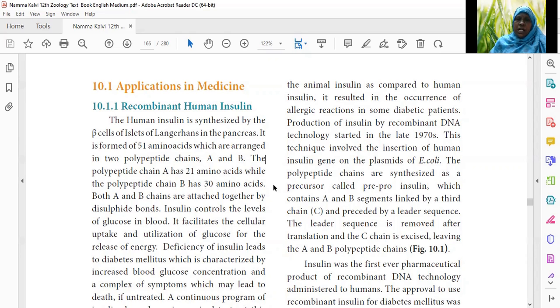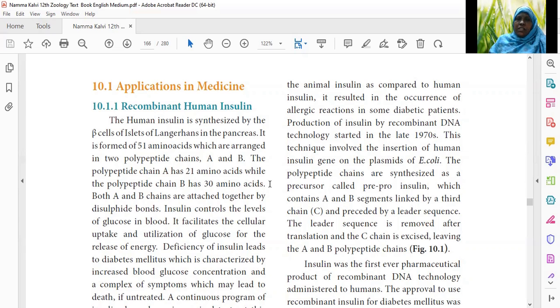So insulin is a hormone secreted naturally in our body, particularly in the pancreas, which has islets of Langerhans. In the islets of Langerhans, there are two types of cells. Out of these two, the beta cells secrete insulin. And insulin's function, we know, is to lower or maintain the blood glucose level.